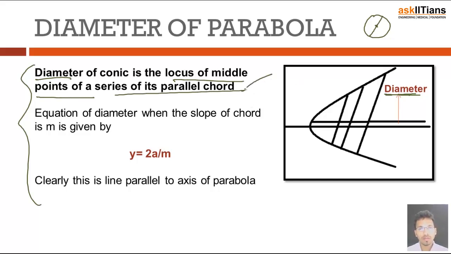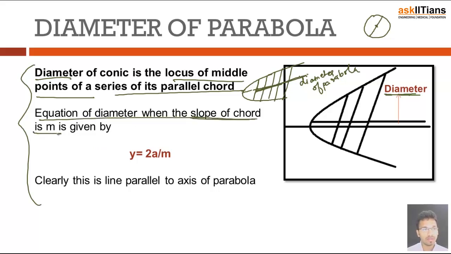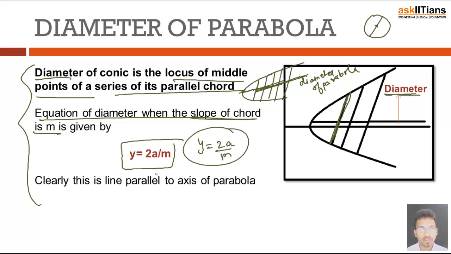What do I mean? Now if this is a parabola, and I am drawing a series of parallel chords, these are all parallel chords. Now if I draw a line passing through their midpoints, this is termed as a diameter of the parabola. You can remember this result, or you can also derive it: if the slope of the chord is m, then the equation of diameter will be y = 2a/m. This is again not a difficult condition.